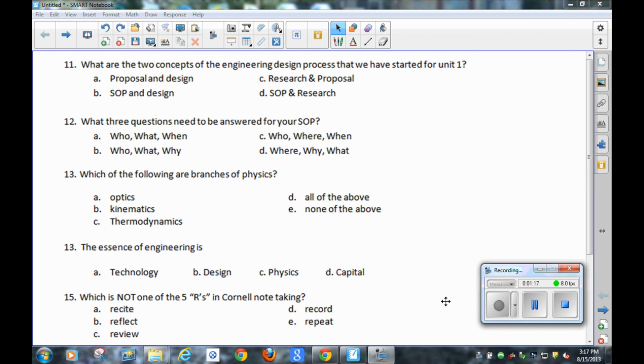And number 15, which is not one of the 5 R's in Cornell note-taking. The answer should be E, repeat. And also again, refer to the YouTube video that you were supposed to watch on Cornell note-taking for information on this.